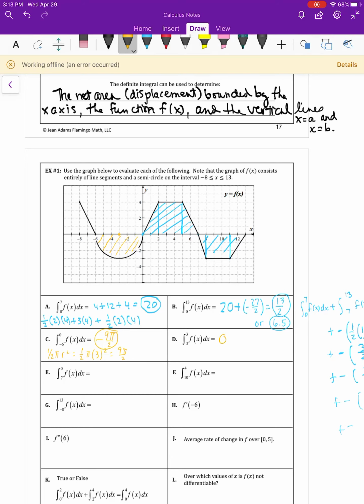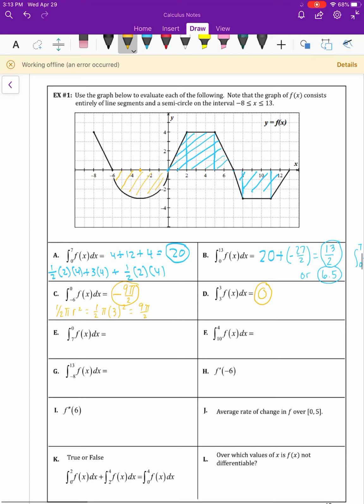Part D, the integral from 3 to 3, f of x dx. Well, I'm not going anywhere, right? 3 to 3, guess what? I get 0. The integral from 7 to 0. If you're going backwards like that, you remember me saying that the lower limit has to be less than the upper limit? So I have to take the negative of the integral from 0 to 7, and we already figured out what the integral from 0 to 7 was. We knew it was 20. So this is going to be negative 20.